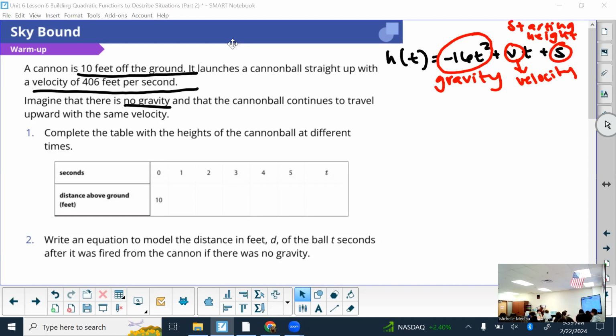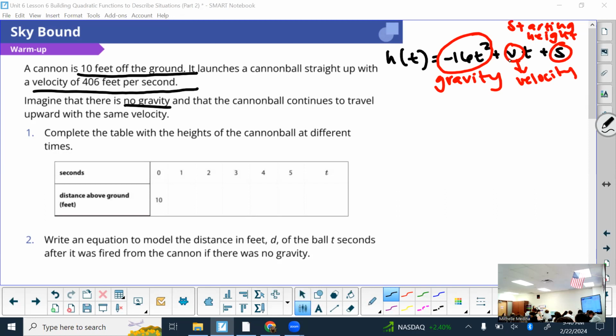Is there going to be a negative 16t squared in my expression? And why not? It's specified, there's no gravity. When it says that, you're not gonna have this term in your expression. So if you did, then remove it. Usually it won't say there is gravity, usually it's assumed, but this one specifically says there's none, so you shouldn't have that term.